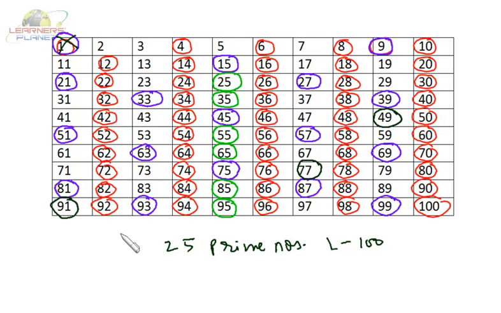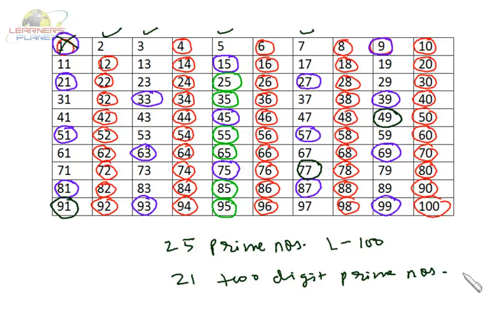Now the next question is how many one-digit prime numbers are there? So these are 2, 3, 5 and 7. So 4 one-digit prime numbers are there. Okay. Now how many two-digit prime numbers are there? Friends, in all from 1 to 100, 25 prime numbers are there, and from 25 the 4 numbers are one-digit prime numbers. So 21 numbers are two-digit prime numbers from 1 to 100.